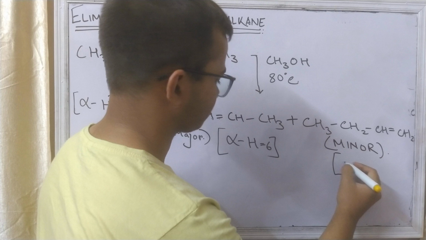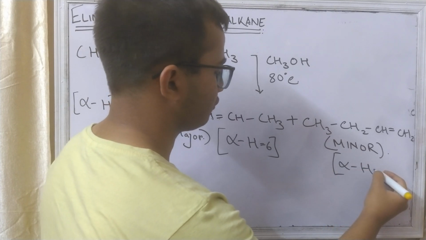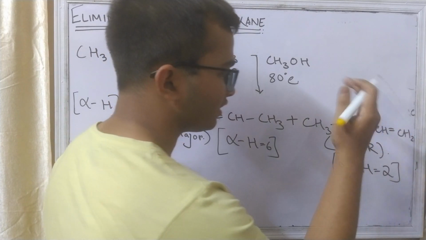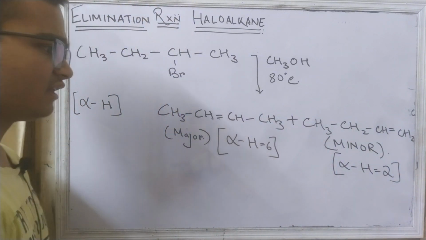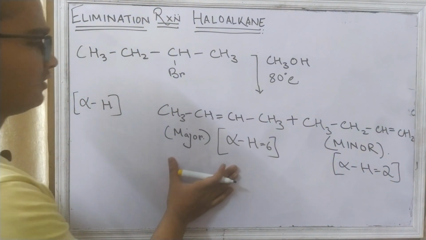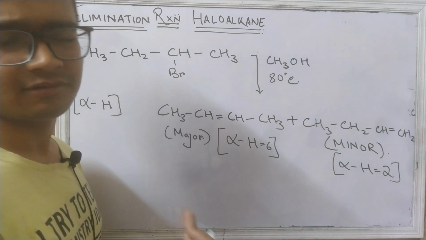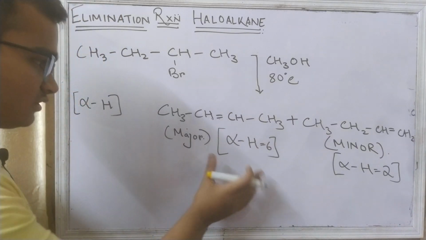So it is less stable naturally because the number of alpha hydrogen is less, and this is more stable. So the product which is more stable will be preferred. Okay, so this is the major product.